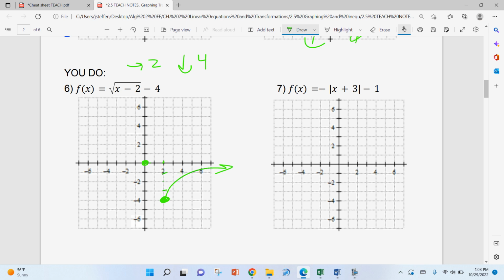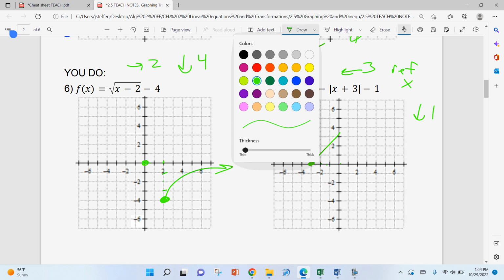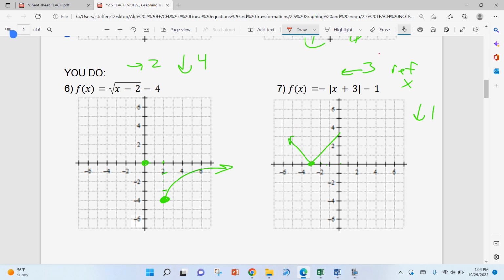So this one moves to the left 3, and then it's reflected across the x-axis, and then we go down 1. So to the left 3, 1, 2, 3. And then this is a V shape, so it's going to look like this. But we reflect it across the x-axis, so it's going to open down. And we go down 1. So take that point down 1, and now it is opening downward.